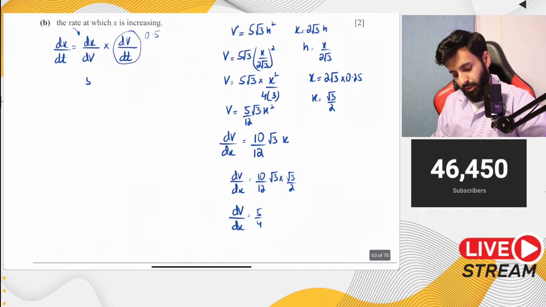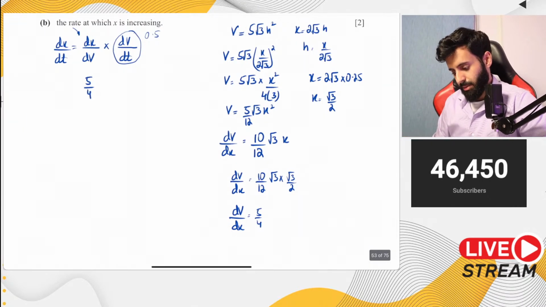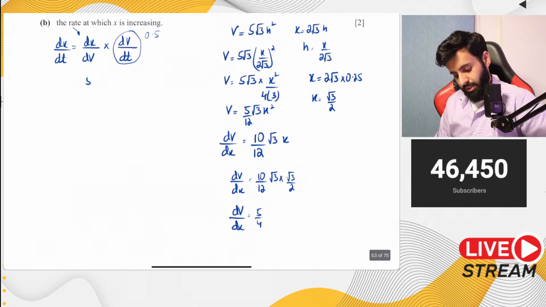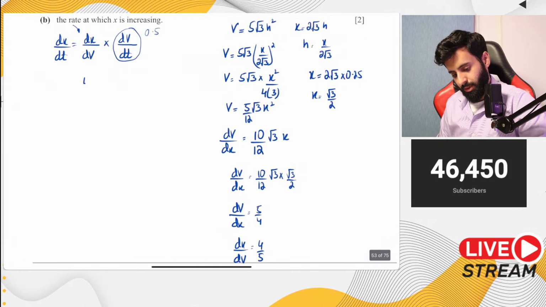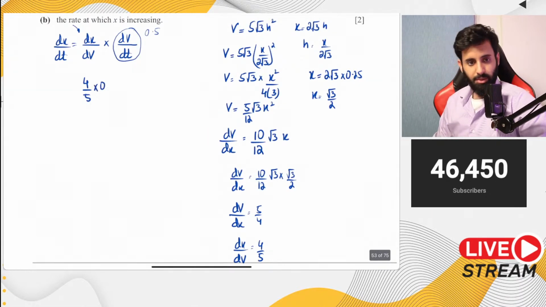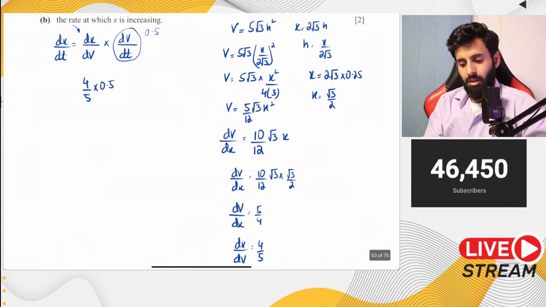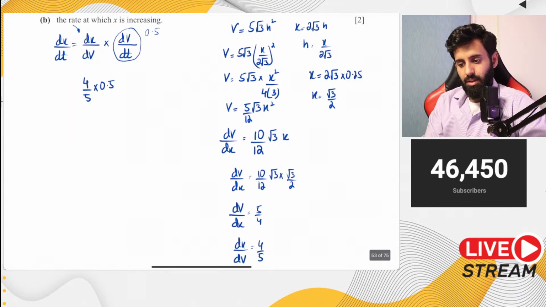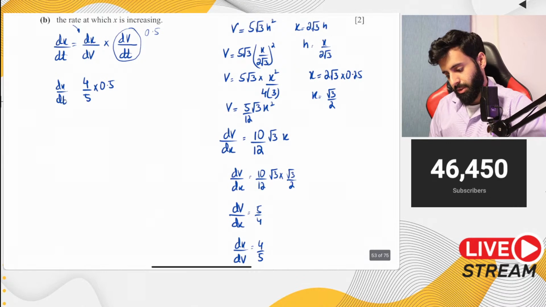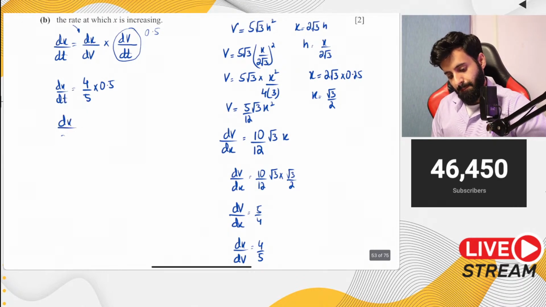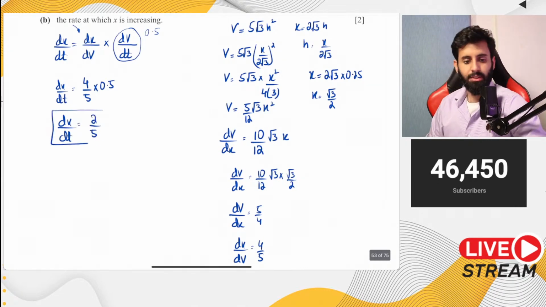We have everything we need now. This is dv upon dx. So in order to turn this into dx upon dv, that would be equal to 4 upon 5. So 4 upon 5 into 0.5. Let's work this out. That's equal to 2 upon 5. So dx upon dt is equal to 2 upon 5. And there you go, that's your final answer.